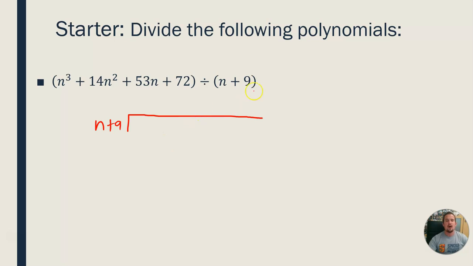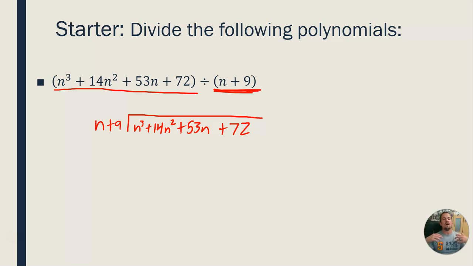Remember, using long division, here is my divisor, n plus 9. So I'm going to divide n plus 9 into this long polynomial, n cubed plus 14n squared plus 53n plus 72. Let me walk through just briefly and remind you of the steps associated with polynomial long division. First, I need to see what I can multiply by n to get n cubed. What is n divided into n cubed? That's going to give me n squared, because n times n squared is n cubed. I'll write that up on top of my division symbol above the other n squared terms, so they can all stay in place.